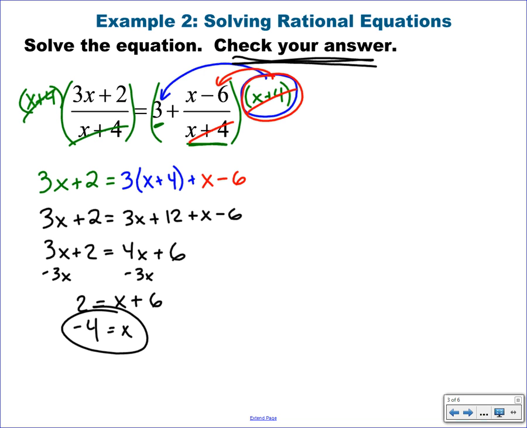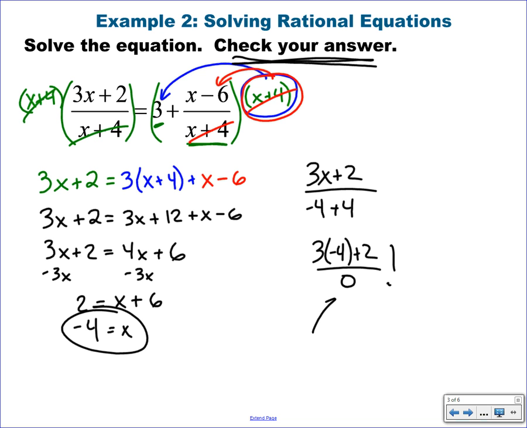If I plug in negative 4 into the bottom of the left side, I get 0 on the bottom. That can't happen. So this is actually no solution.